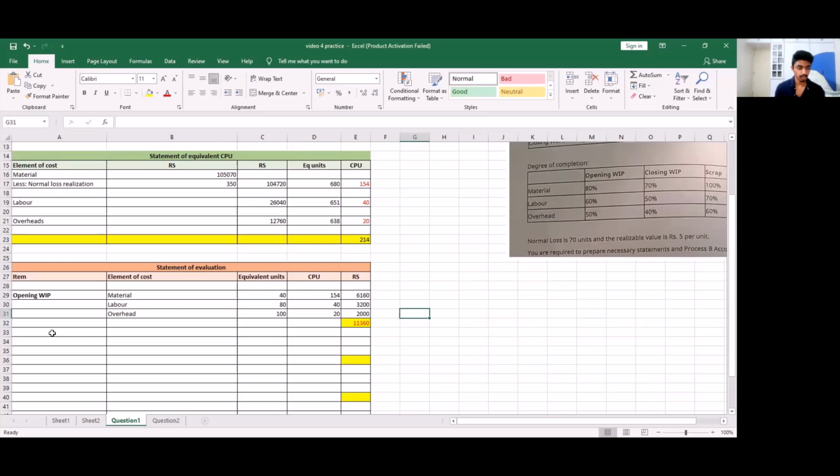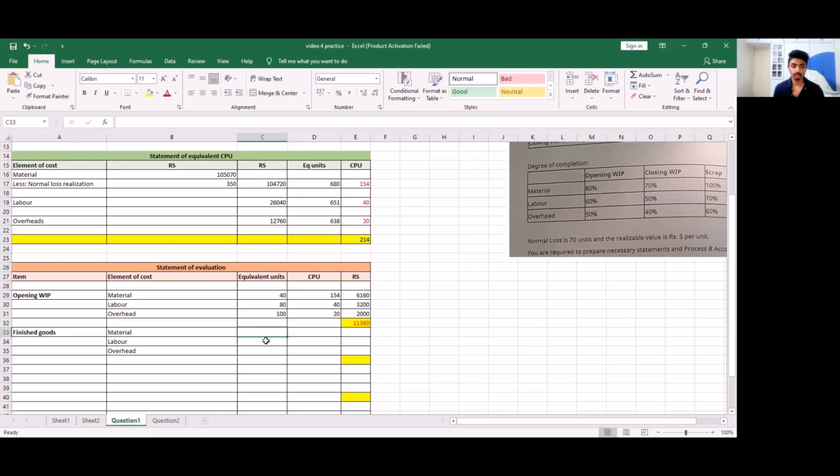Next, we are going to take finished goods. Again, to make finished goods, a shirt with no buttons has to go through three parts of the processes: materials, labor, and overheads. Each one has its own cost. So here, we're going to write material, labor, and overhead.